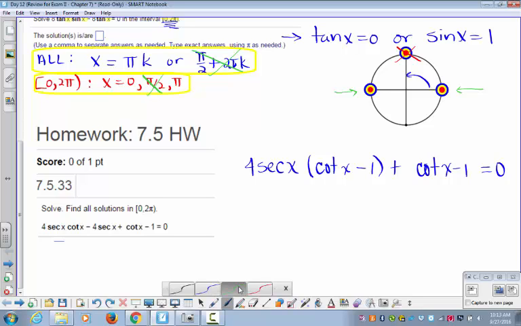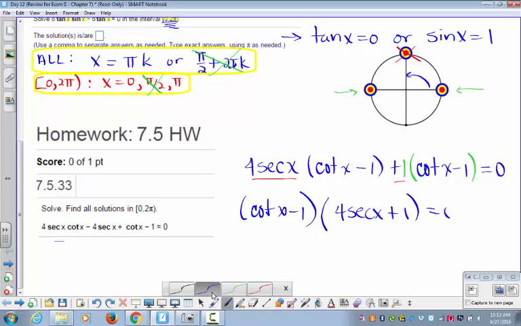And if I want, I could emphasize this common factor. In algebra, we called it a binomial factor. These aren't really binomials, but 2 terms. This common 2-termed factor we see jumps to the front because it's common to both. So that's jumping to the front, and what's left is 4 secant x plus 1. And that's all equal to 0.